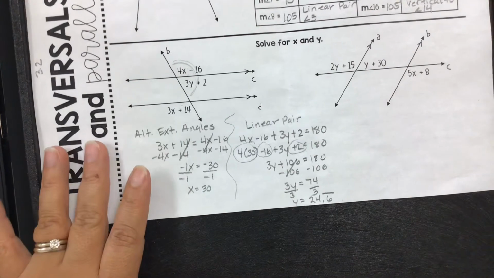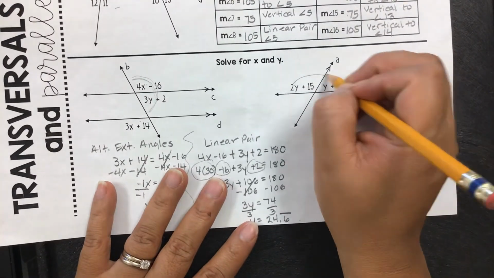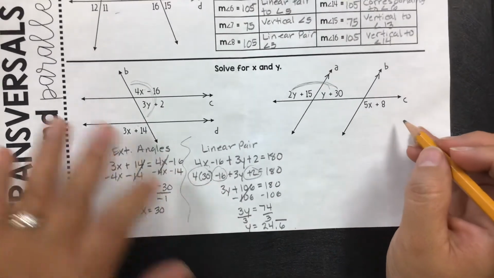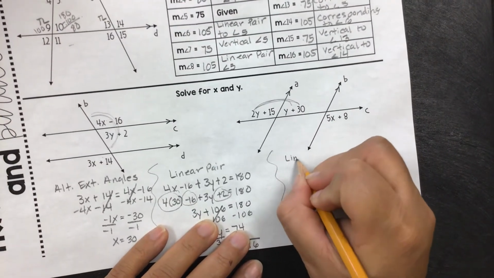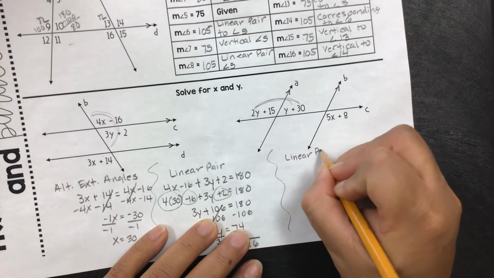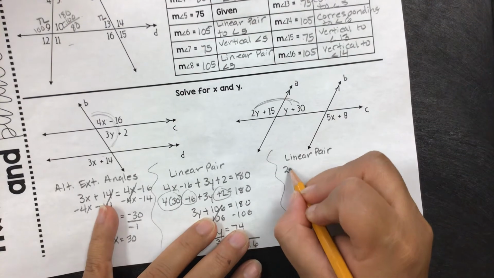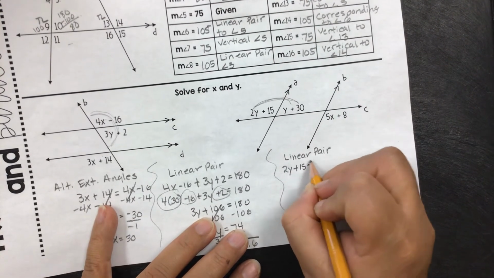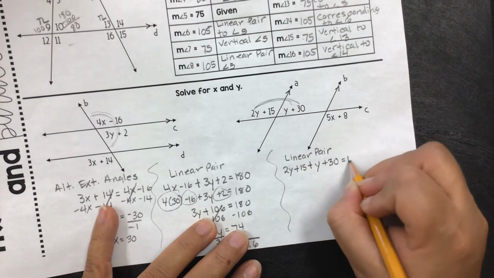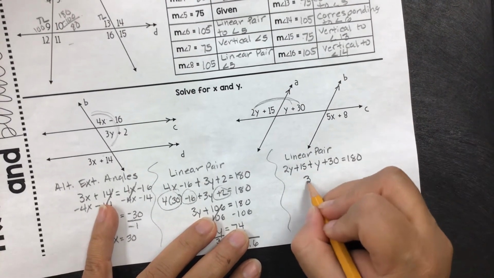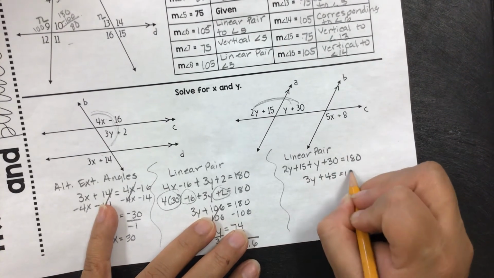The next one, I'm going to put these two together. This is a linear pair. That means that 2y plus 15 plus y plus 30 is equal to 180. That makes 3y plus 45 is equal to 180.